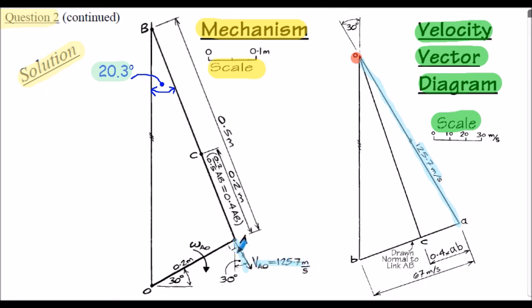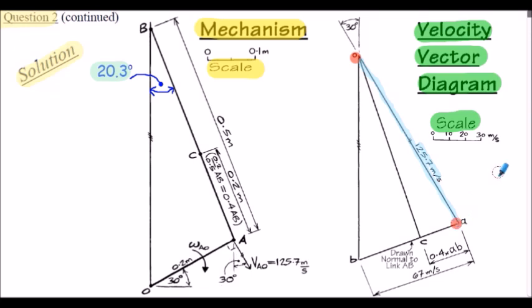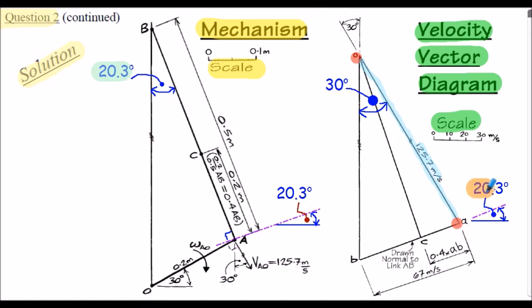And of course, VAO is at right angles to link OA, drawn at the angle of 30 degrees to the vertical, as shown here. Crank OA is of course 30 degrees to the horizontal. So that defines point A on our diagram. To find point B, we'll have to use the construction line for the tangential velocity of link AB, which will be this line, drawn at the angle of 20.3 degrees to the horizontal, shown here. And here's the tangential line drawn on the mechanism diagram at 20.3 degrees to the horizontal again and at right angles to link AB.